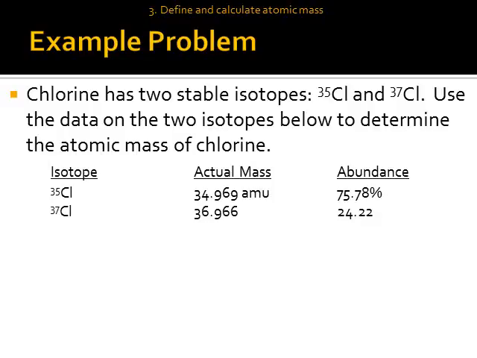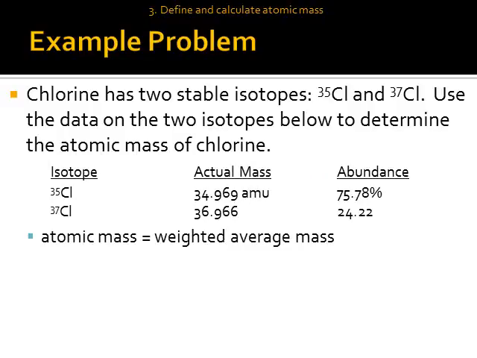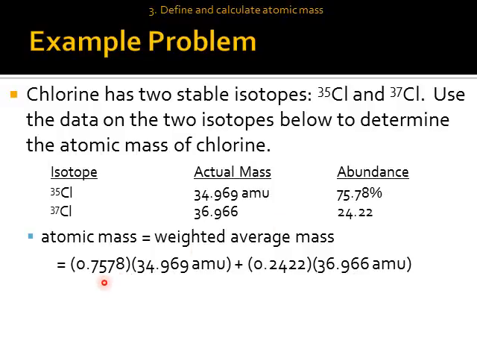Chlorine 37, on the other hand, its actual mass is 36.966 AMUs, and it makes up the remaining 24.22% of chlorine atoms. So to find its atomic mass, we're just going to find the weighted average. Recall that means we're going to take the abundance of the isotope in relative abundance form, or decimal form, and multiply by its actual mass, and then we'll just add those values up. So the atomic mass is simply the weighted average. So here we go. We have 0.7578 being the abundance of chlorine 35 times its actual mass of 34.969 AMUs, and I add those two together.